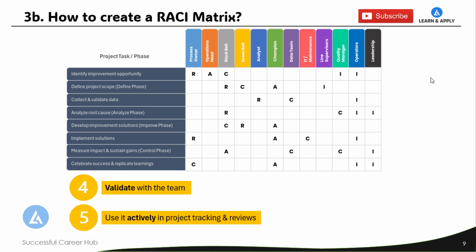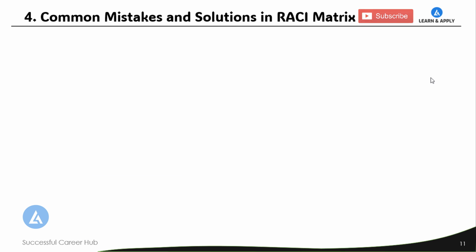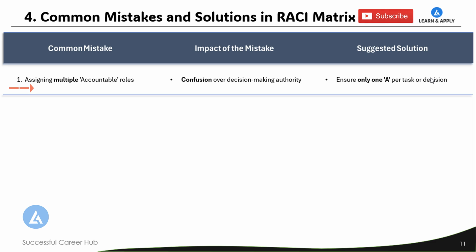Once we know how to create the RACI matrix, now let's understand what are the common mistakes the professionals are making, what is their impact, and what are the solutions to them. The first common mistake is assigning multiple accountable roles. This results in confusion over decision-making authority. To avoid this mistake, we need to ensure that there is only one A per task or decision.